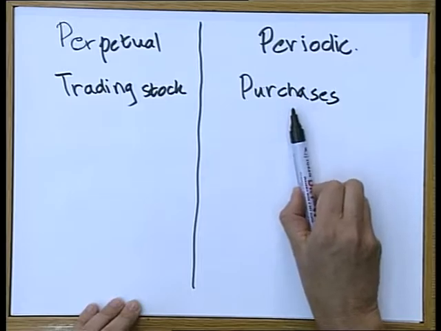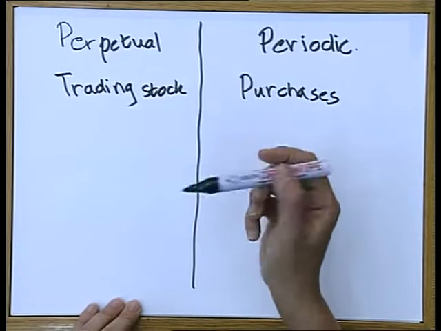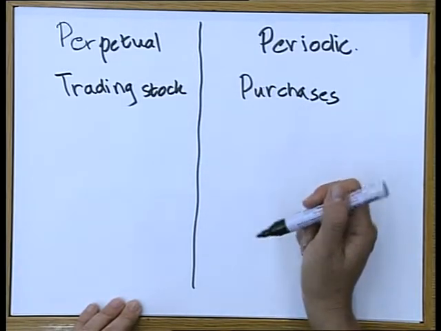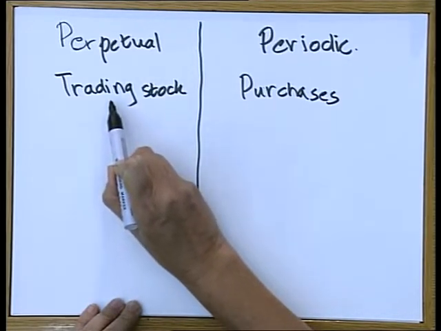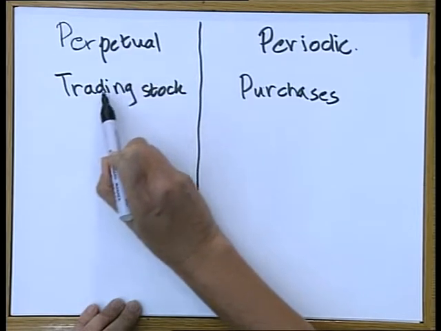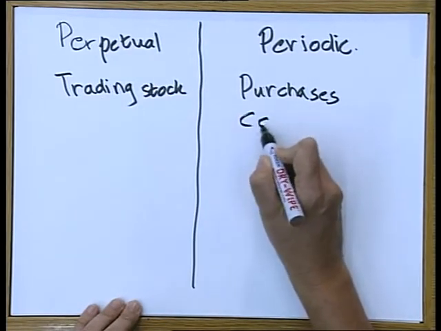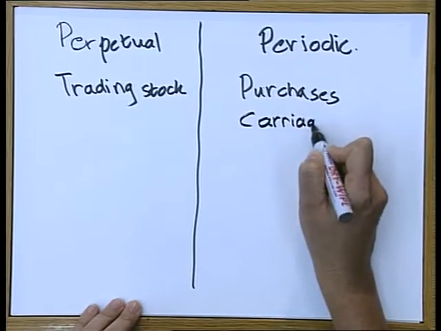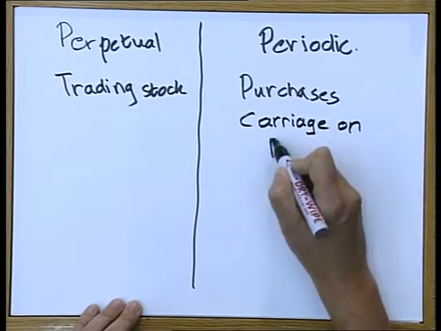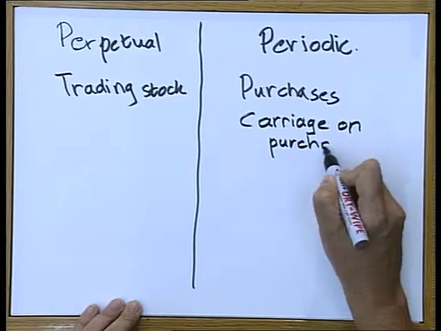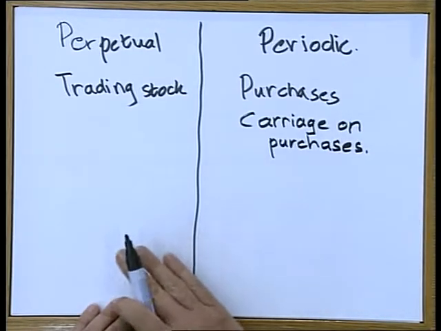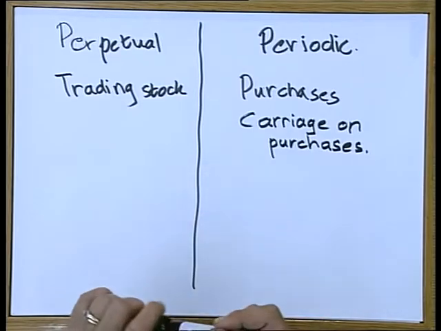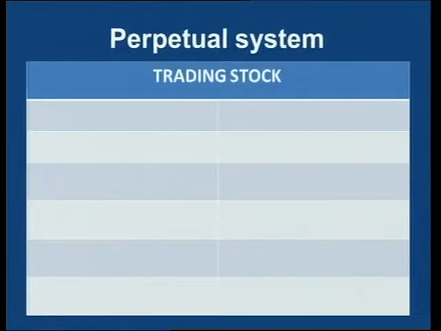Then another thing that's very important difference here is when we have carriage on purchases with the perpetual, that cost will be added in the trading stock account. But for periodic, we've got an account carriage on purchases. This is work that you will remember. You did this in grade 11. Okay, so this is basically the main two differences that we need to focus on. Okay, so let's go back to our PowerPoint.